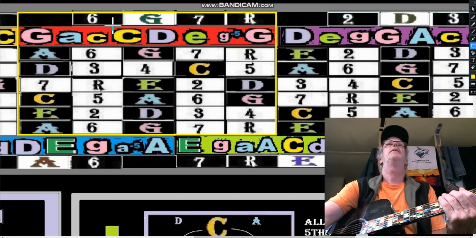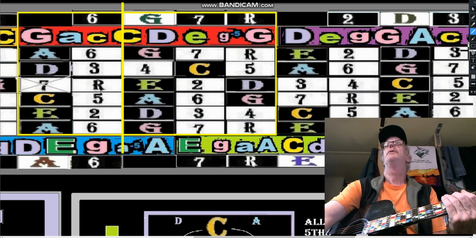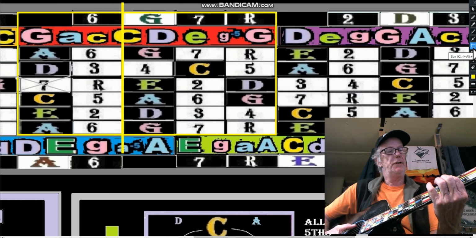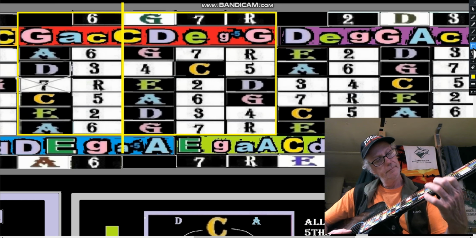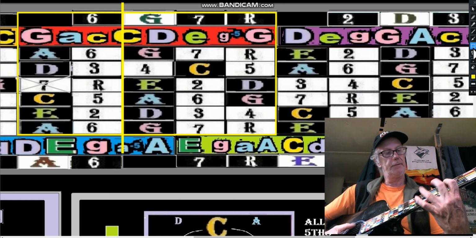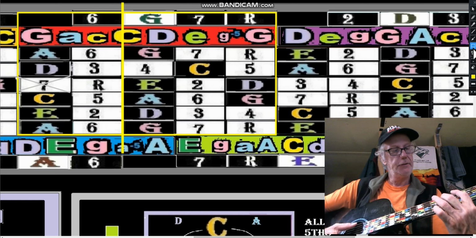If we have ourselves a fret nut, we're going to put it there. Okay, we cannot play this. This cannot be played. Okay, so it's 6/7 root. That's your G pentatonic. The G-shaped chord.